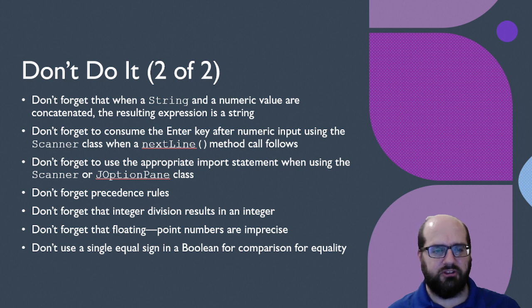Don't forget precedence rules. Don't forget that integer division results in an integer. Don't forget that floating point numbers are imprecise and can have interesting Boolean returns. And don't use a single equal sign in a Boolean comparison for equality. If I'm asking the question, does A equal 5, I'm going to use 2 equal signs. All right, we're going to stop here.